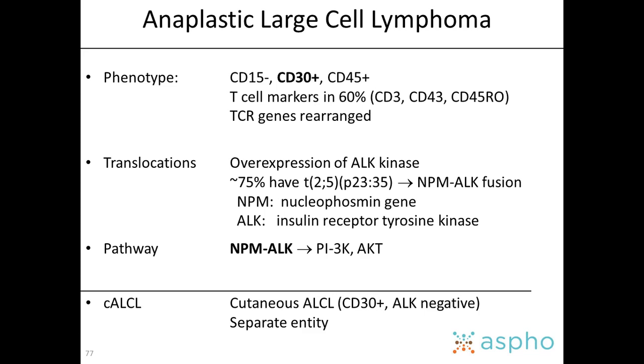So again, a marker of a mature T cell. The translocation to know is they overexpress the ALK kinase, about 75% of them with a t(2;5) translocation, which is the nucleophosmin gene and the ALK insulin receptor tyrosine kinase, and that activates the PI3 kinase and AKT downstream signaling pathway. There's a separate cutaneous anaplastic large cell lymphoma. It is CD30 positive, but ALK negative, and this is a separate entity altogether. It is important to know that anaplastic large cell lymphoma can involve the skin and still not be the cutaneous form.